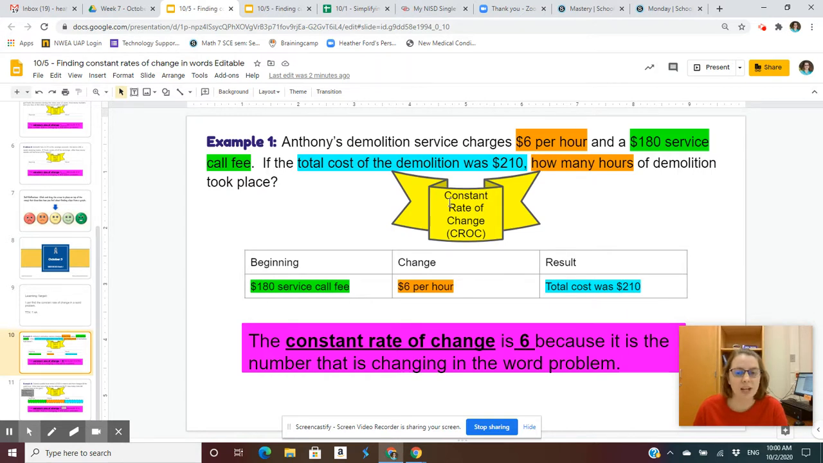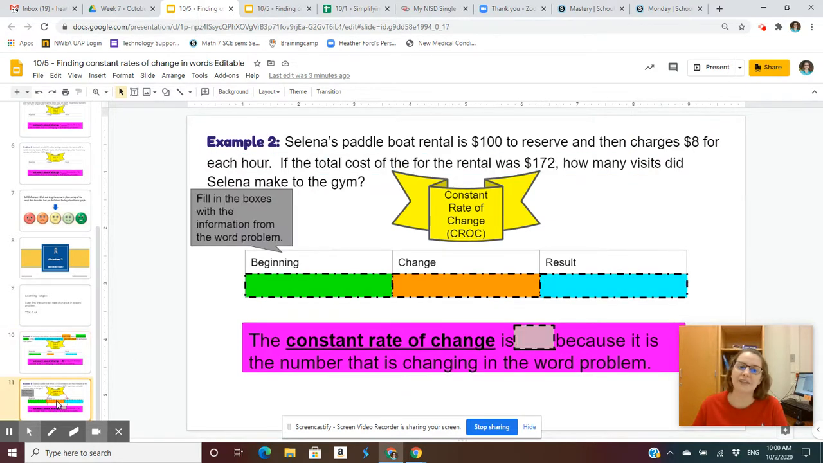The constant rate of change in this problem is the change, $6 per hour. So the constant rate of change is 6 because it is the number that is changing in the word problem. And as you see right down here, it says how many hours. That is also a good clue to tell you where the constant rate of change is, because we're going to have to find the number of hours. Okay, let's take a look at another example.